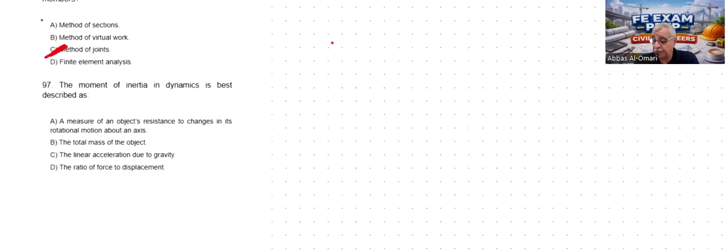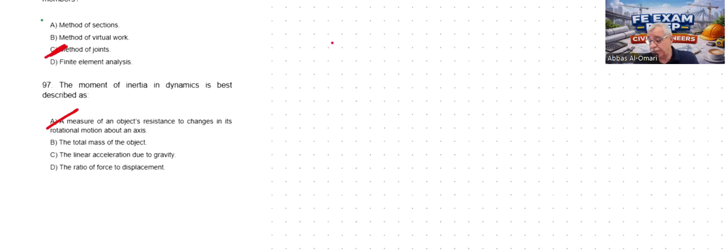But let's also look at the other answers to see if, in case you are not sure, you can eliminate. The total mass: inertia is not mass. So B is not correct. The linear acceleration: again, this is acceleration. Acceleration is not moment of inertia.